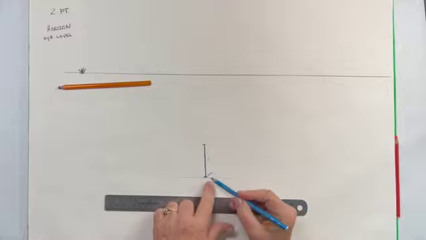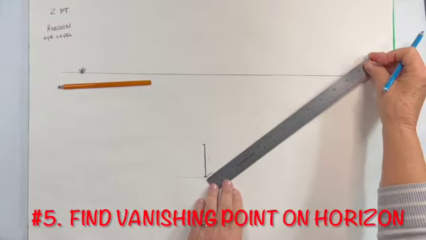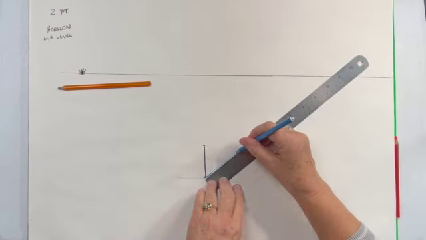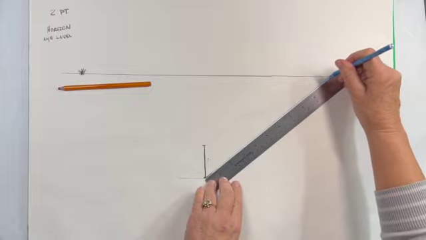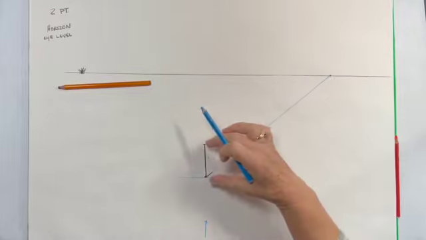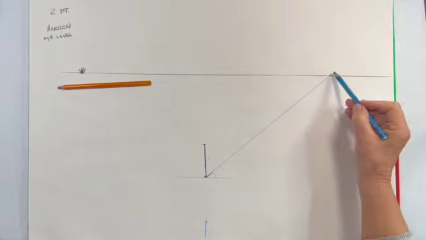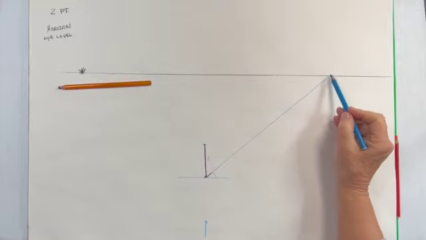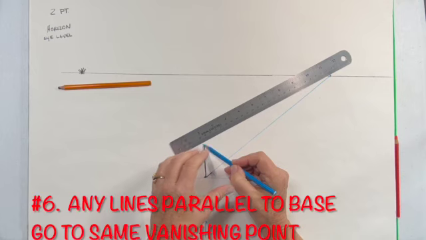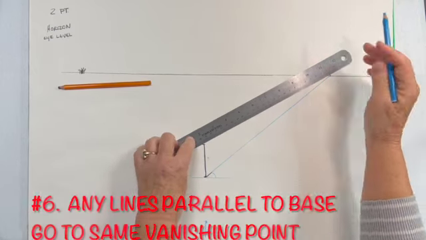This angle from here will determine our vanishing point on the horizon line for this side of the box. Anything in space that is parallel to this line has to go to the same vanishing point. The top of this box also goes to that same vanishing point.